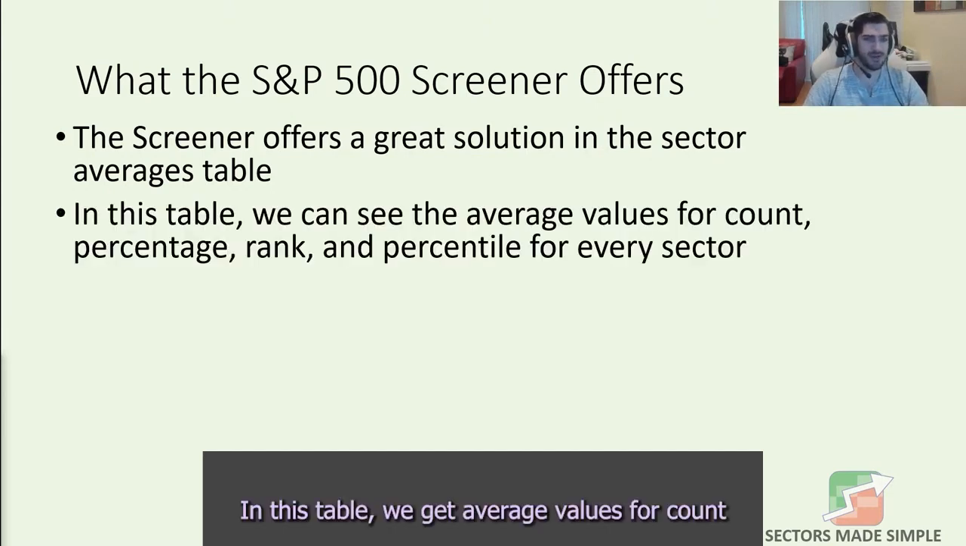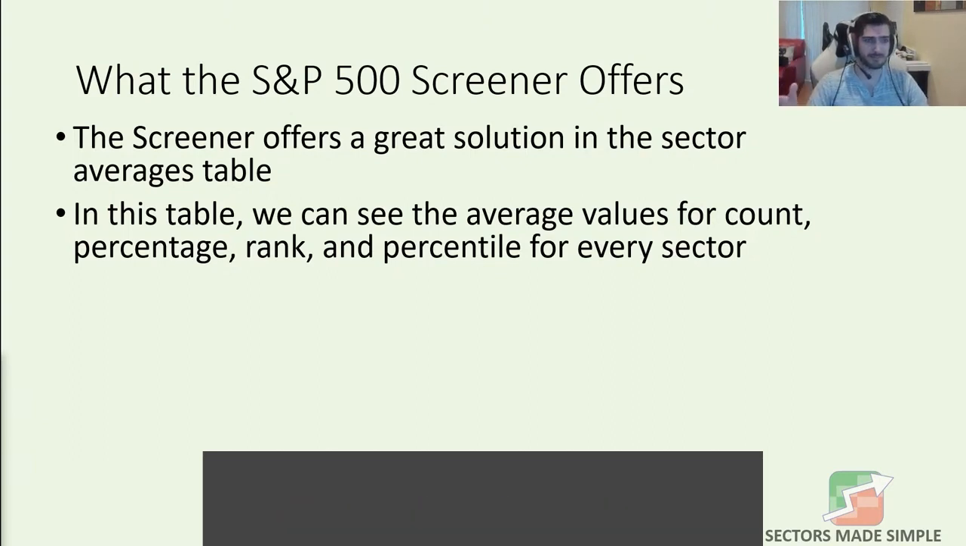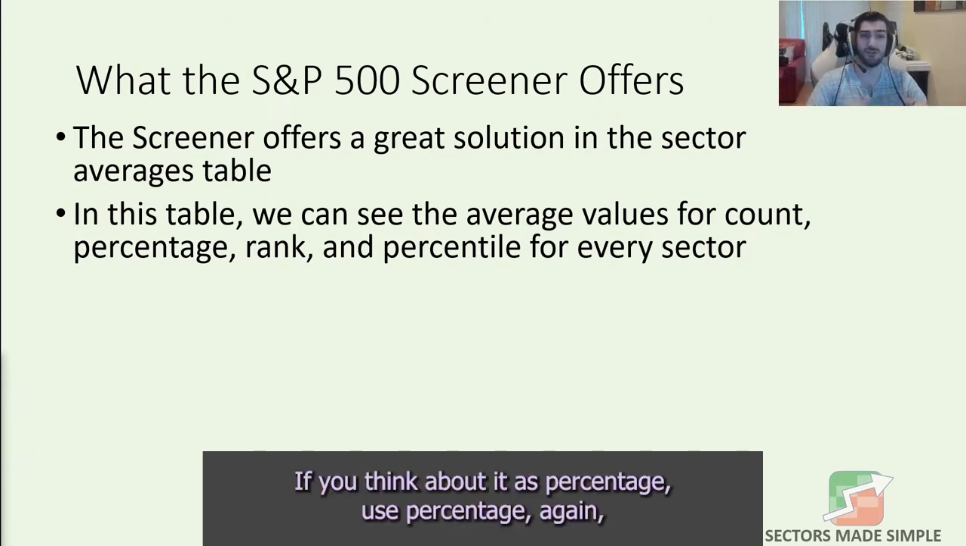In this table, we get average values for count, percentage, rank, and percentile for every sector. Do you need to use all four? No. Use the one that makes sense to you. If you think more about it like rank, use rank. If you think about it as percentage, use percentage.